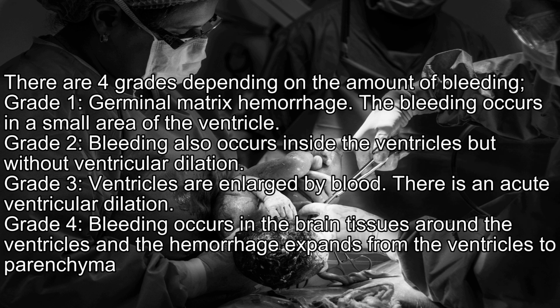There are 4 grades depending on the amount of bleeding. Grade 1, germinal matrix hemorrhage: the bleeding occurs in a small area of the ventricle. Grade 2, bleeding also occurs inside the ventricles but without ventricular dilation. Grade 3, ventricles are enlarged by blood; there is an acute ventricular dilation. Grade 4, bleeding occurs in the brain tissues around the ventricles and the hemorrhage expands from the ventricles to the parenchyma.